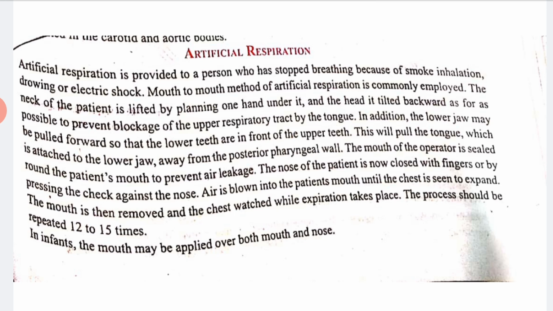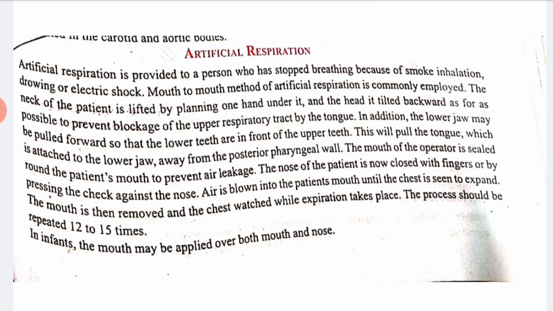In addition, the lower jaw may be pulled forward so that the lower teeth are in front of the upper teeth, and this will pull the tongue, which is attached to the lower jaw, away from the posterior pharyngeal wall. The mouth of the operator is sealed around the patient's mouth to prevent air leakage, and the nose of the patient is closed with a finger or by pressing the cheek against the nose. Air is blown into the patient's mouth until the chest is seen to expand.